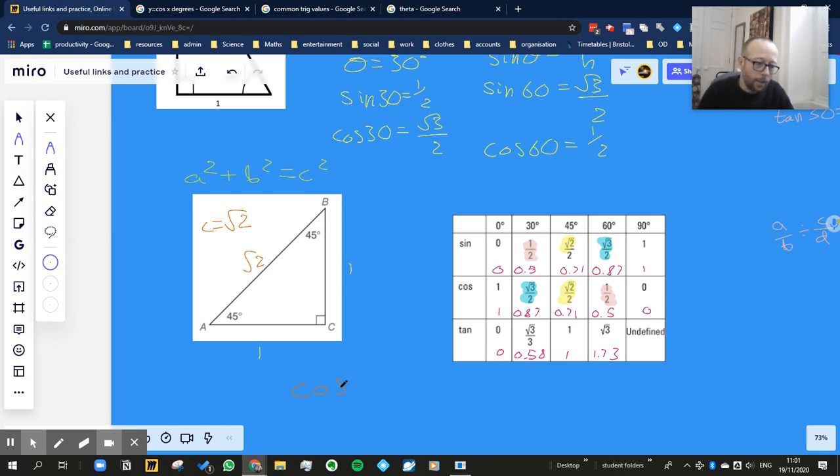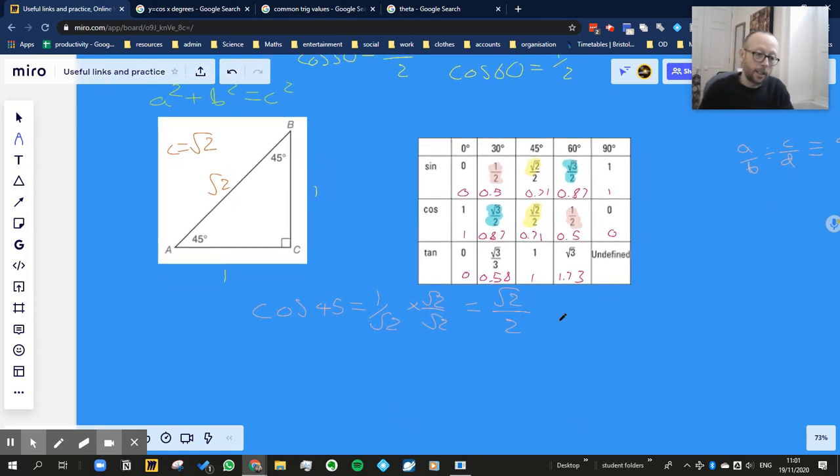So cos, I'm going to choose a different color again. So cos 45 is equal to adjacent over hypotenuse, which is 1 over root 2. And you can rearrange that. So 1 over root 2, well, let's times it by root 2 over root 2, which is just 1. The bottom ends up being just 2, and the top ends up being root 2. Okay, and now it looks like that. But either one of those is correct, but that one there is how you would normally write it. Let's do sine 45.